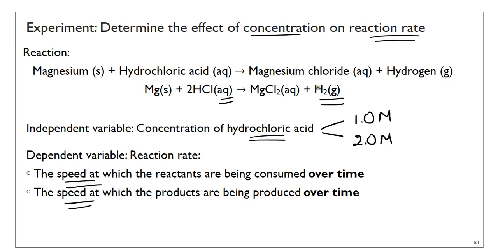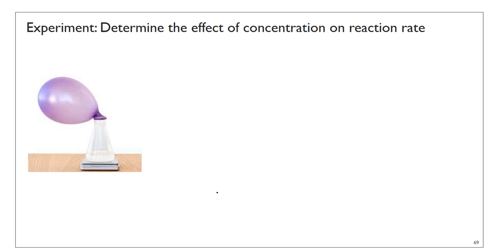Now, the unique thing about this experiment and this particular chemical reaction is that one of the products is a gas. So you can collect the gas over time and use that as a way to measure reaction rate. So I'm going to probably focus on the second one, which is to measure the speed at which the products are being produced over time. So let's talk about different methods to measuring the product being produced over time.